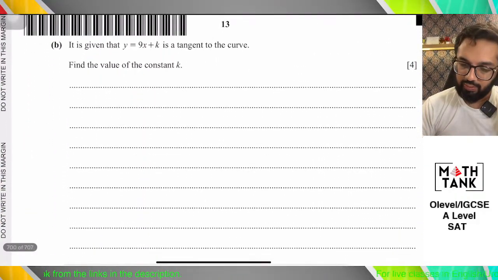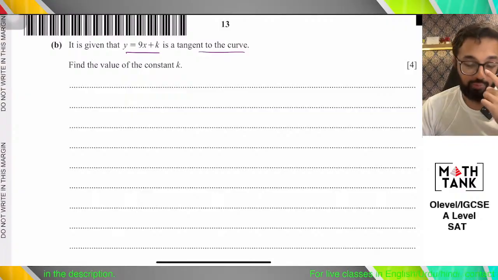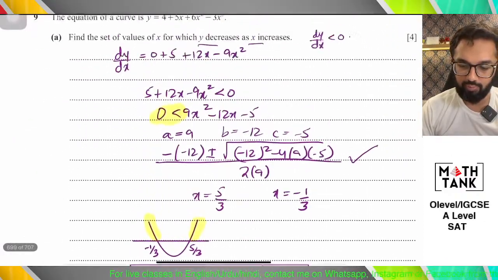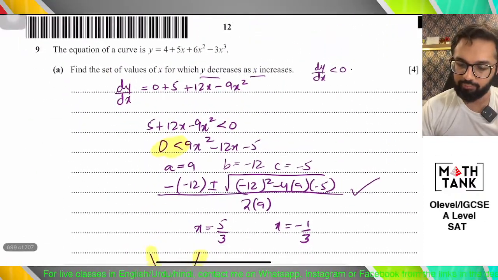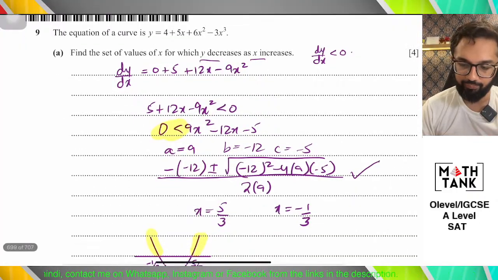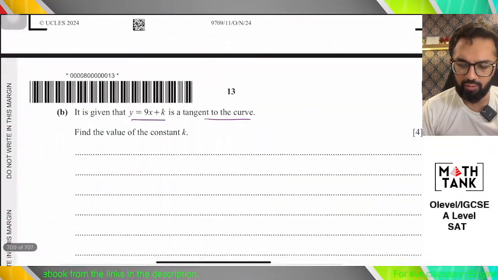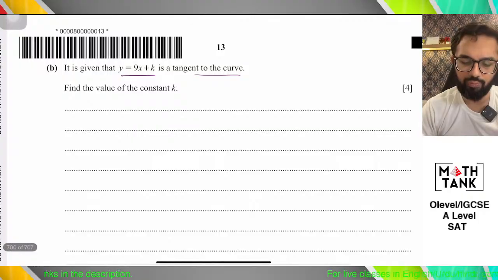Okay, then it says it is given that y equals to this is a tangent to the curve. Find the value of the constant k. What's the easy way to do this then? I can't substitute it. It's going to create a cubic equation. Then I can't do much about it. I will have to use differentiation to do this.